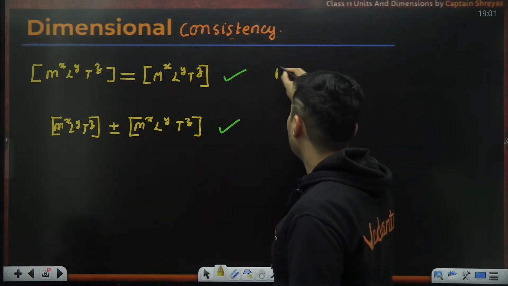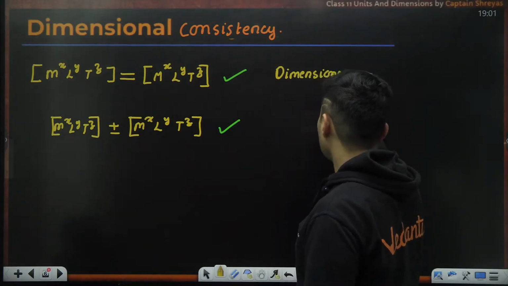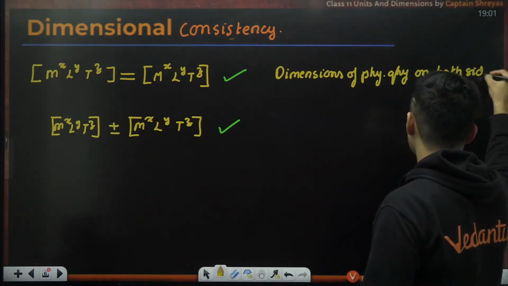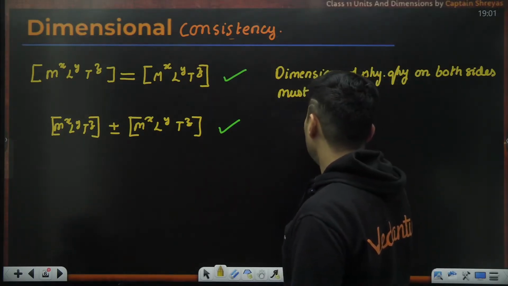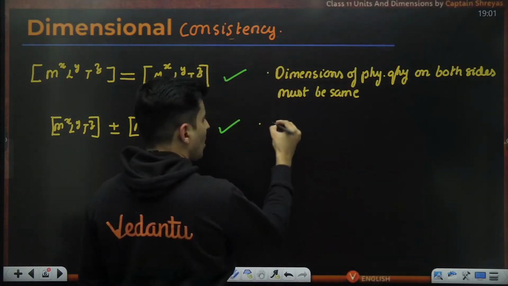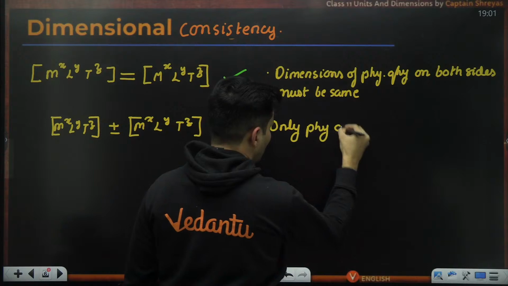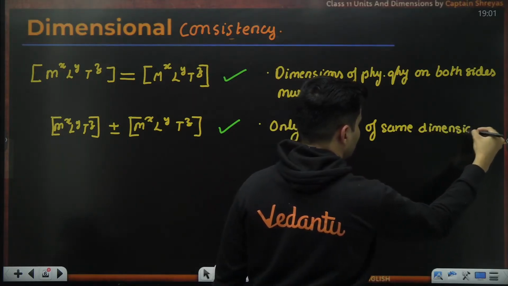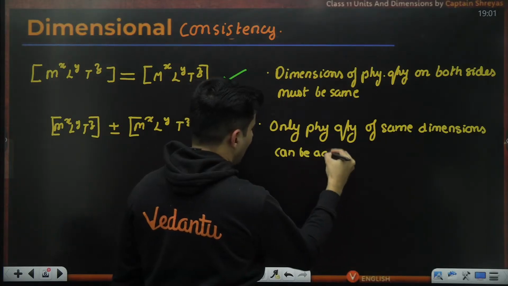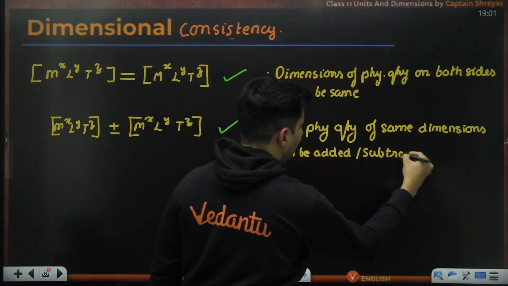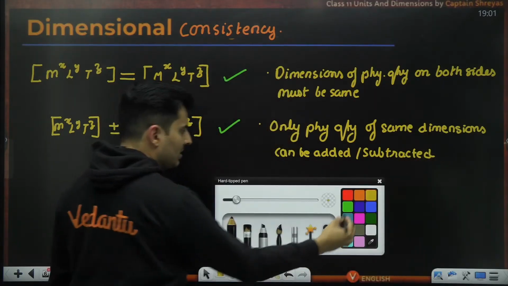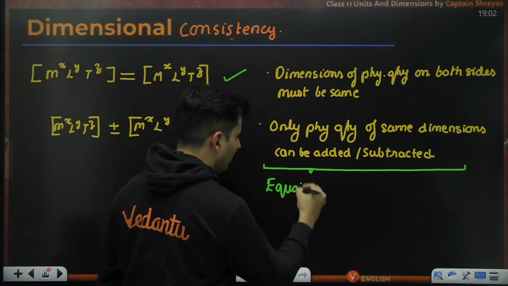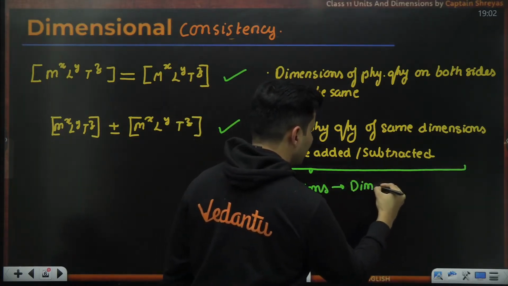So the first rule says that the dimensions of the physical quantities on both sides must be the same. Also, the second rule is that only physical quantities of the same dimensions can be added or subtracted. And when these two conditions are met, then we say such equations, whatever they are, are said to be dimensionally consistent.